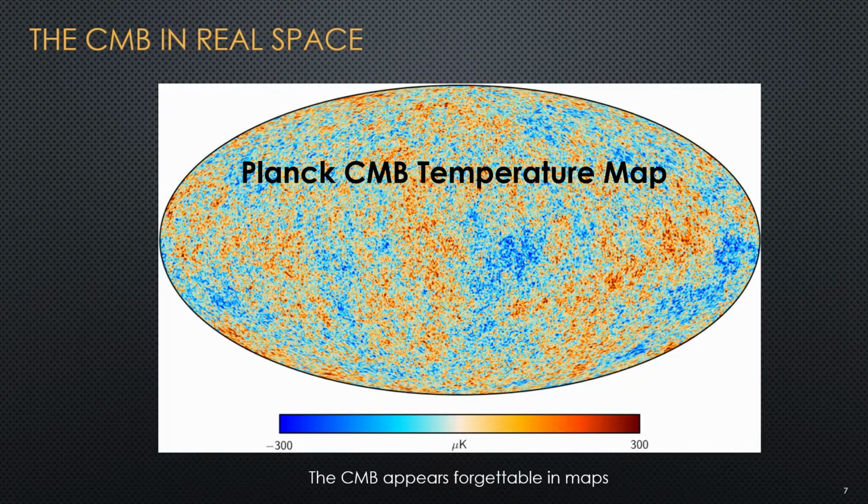So there have been a series of, like I mentioned, 3 satellites, all of whom have made maps of the fluctuations in the CMB over the whole sky, which is usually shown in this Mollweide projection that makes the whole spherical surface look like an oval. And this plot is, as you see, plus or minus 300 microkelvin. The overall DC signal of the CMB has been removed. But it appears kind of forgettable in real space like this.